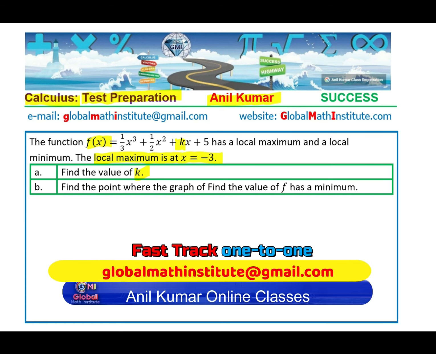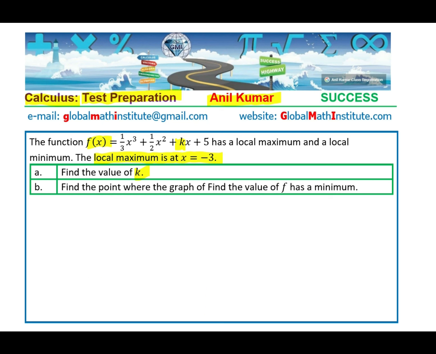And part B is find the point where the graph of f has a minimum, right? So let's change this. So find a point where the graph of f has a minimum, right? So we are given the maximum, so that's the second thing which we need to find. So let's try to work on it.